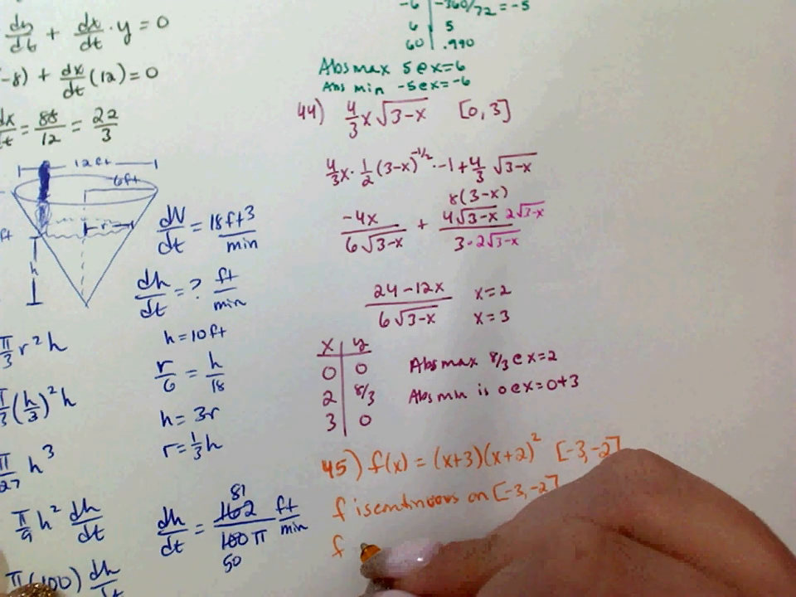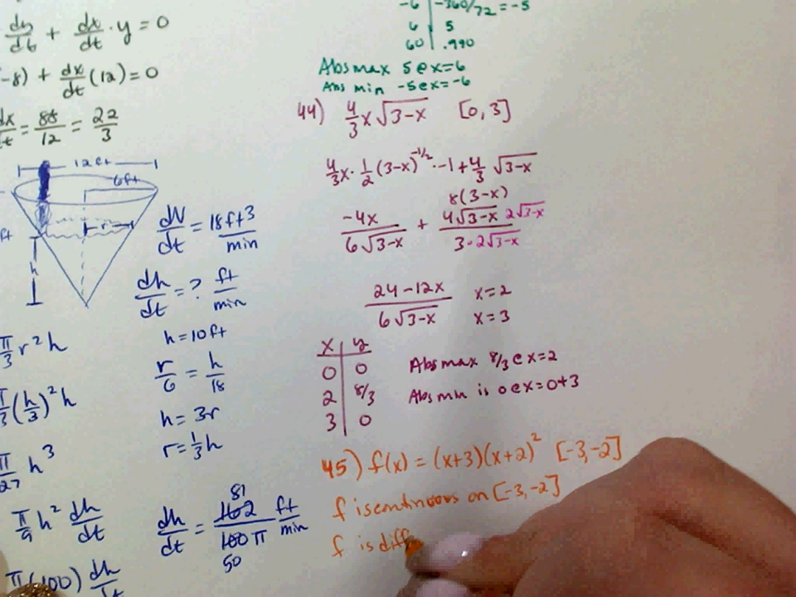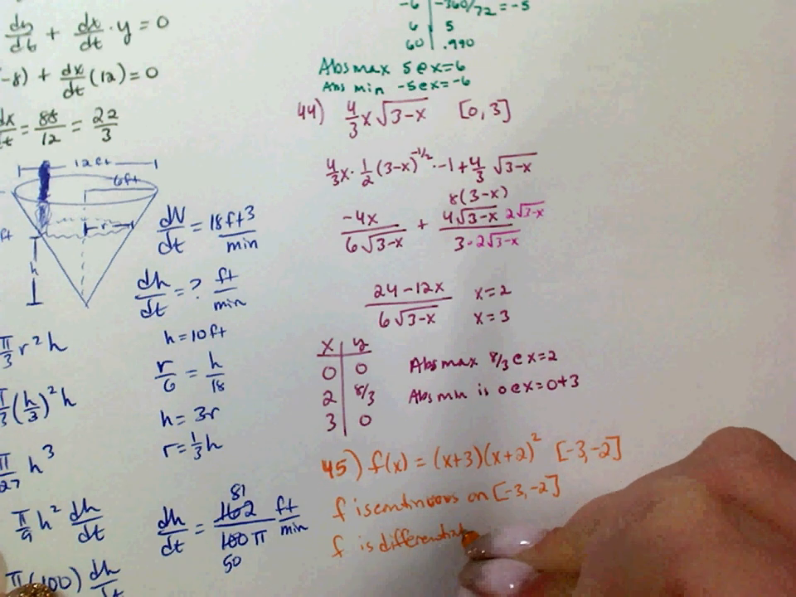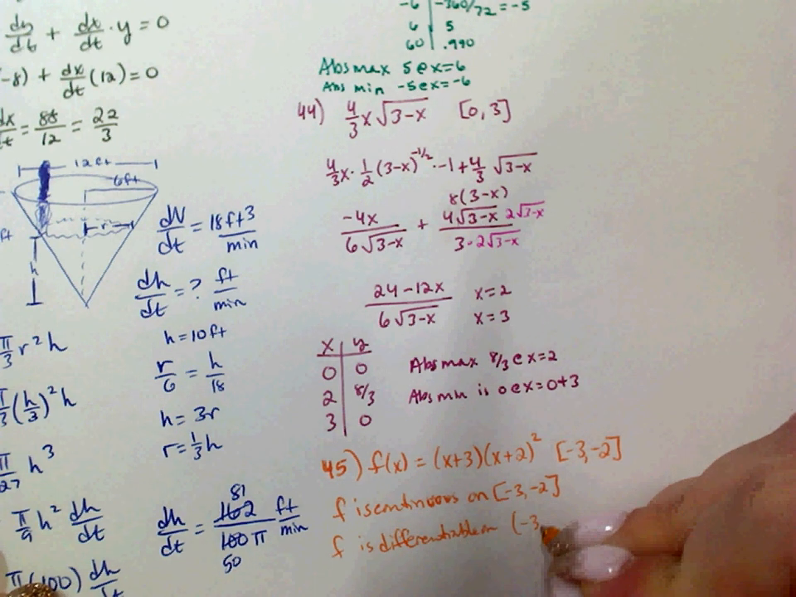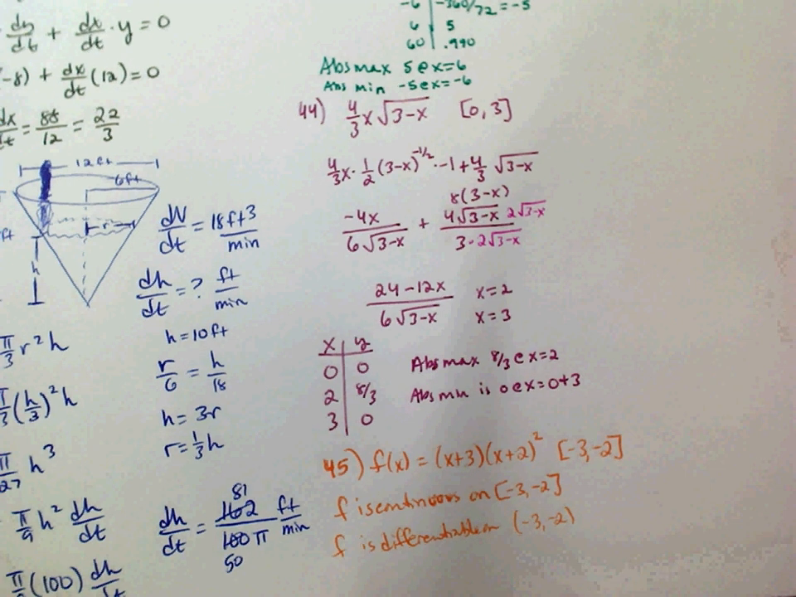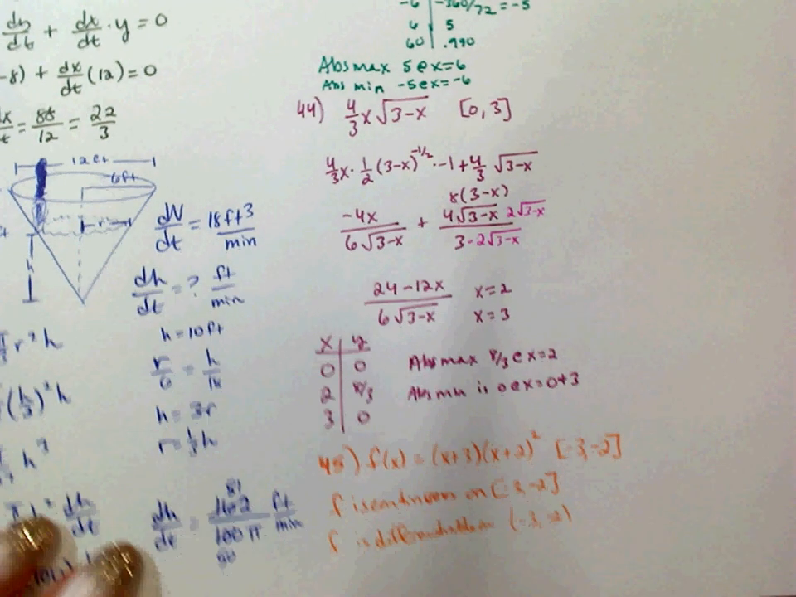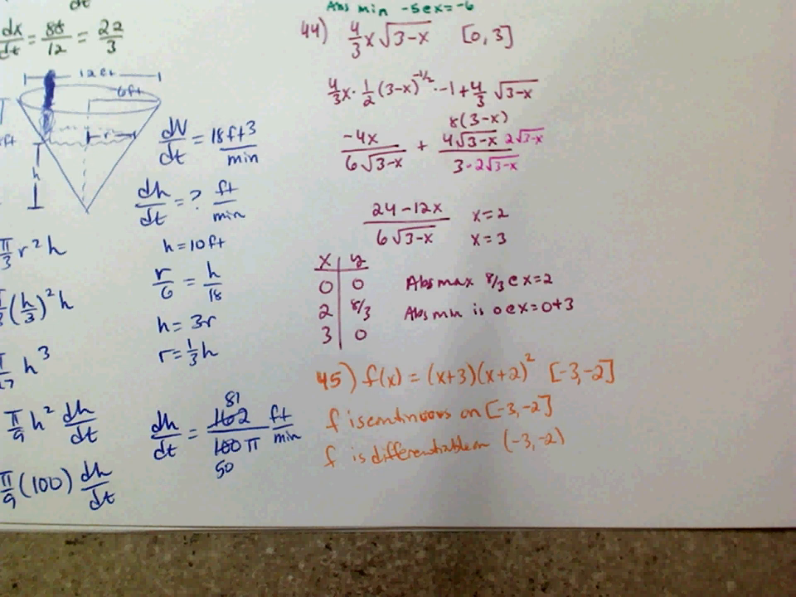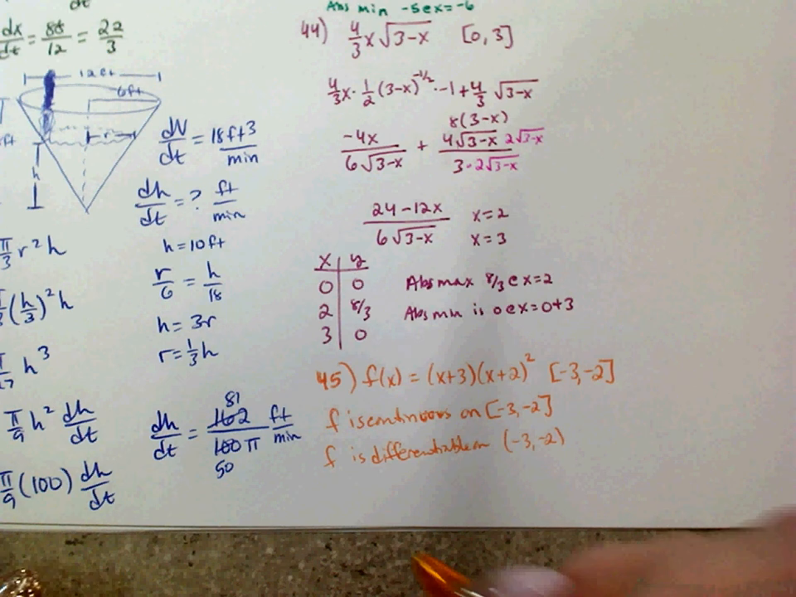And because it's a polynomial, I also know it is differentiable on the open interval. Now, Rolle's theorem and mean value theorem are the only ones that require differentiability because they're the only ones that have to do with the derivative. At some point, the actual derivative will equal 0 if the average slope is 0. So the average slope is f of b minus f of a over b minus a. So f of -2 minus f of -3 all over -2 minus the -3.